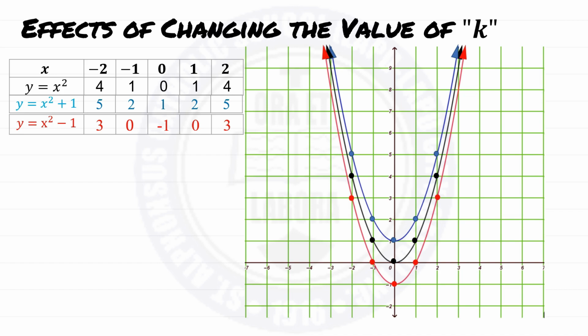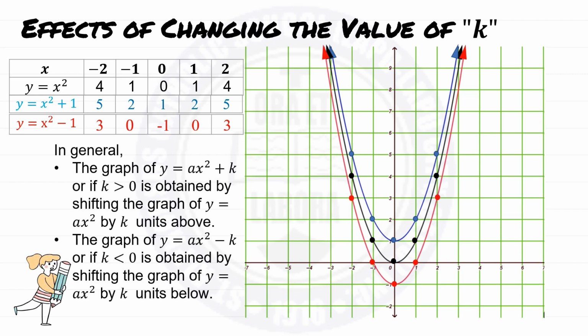So graphically speaking, by looking at the graph, the graph of y equals x squared plus 1, where k is equal to 1, is shifted one step above the graph of y equals x squared. While the graph of y equals x squared minus 1, where the value of your k is negative 1, is shifted one step below that of y equals x squared. Still, a similar property can be seen when a is less than 0, or if the values of a are negative.